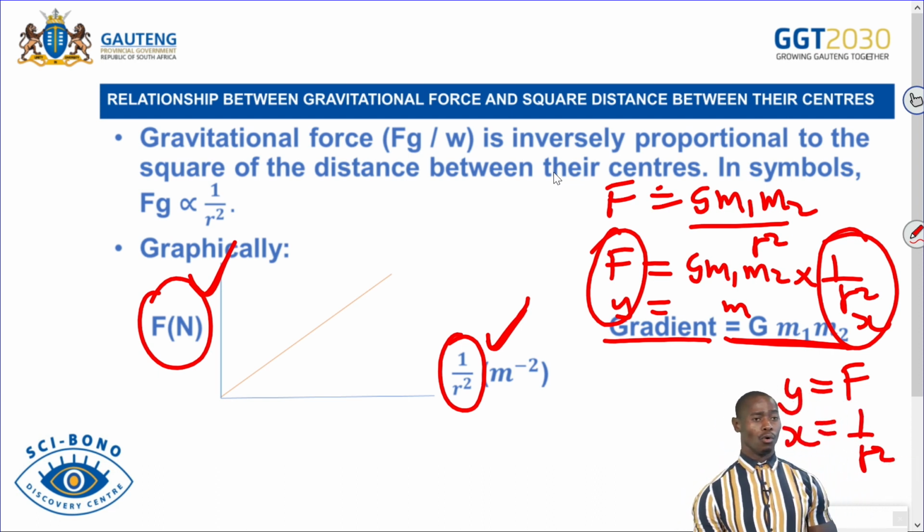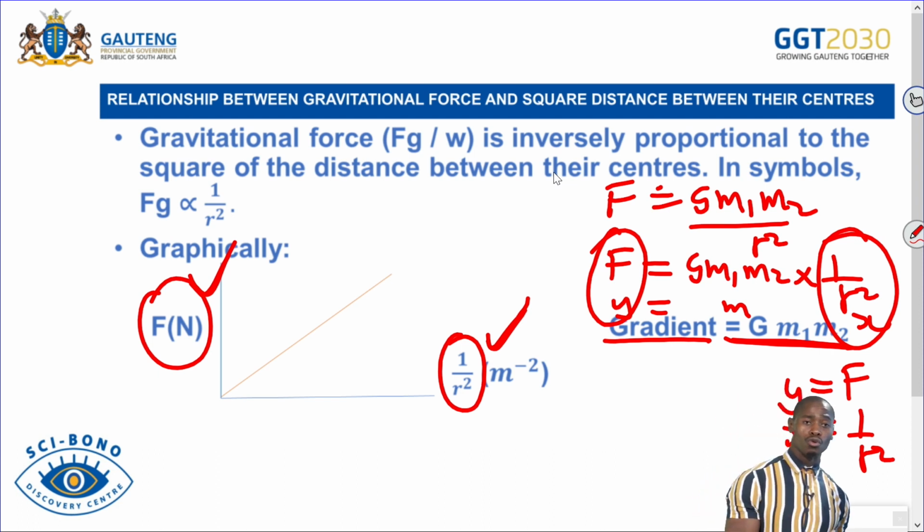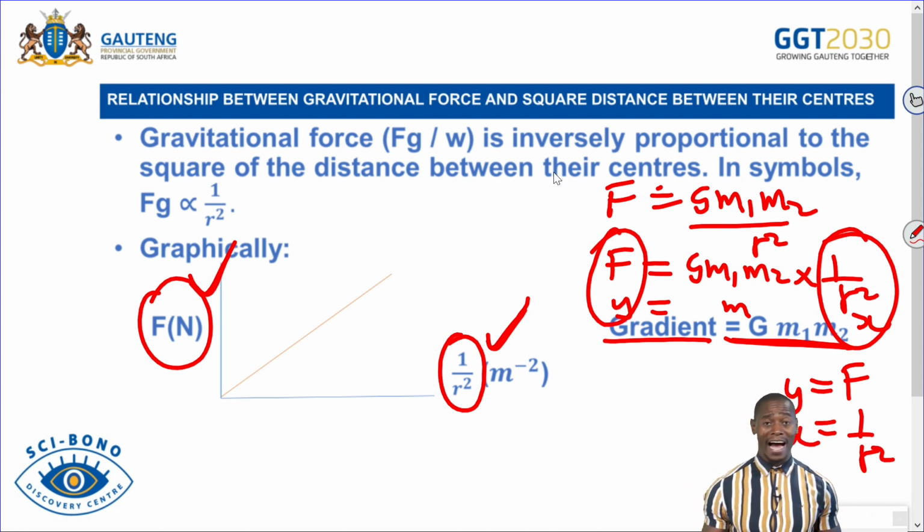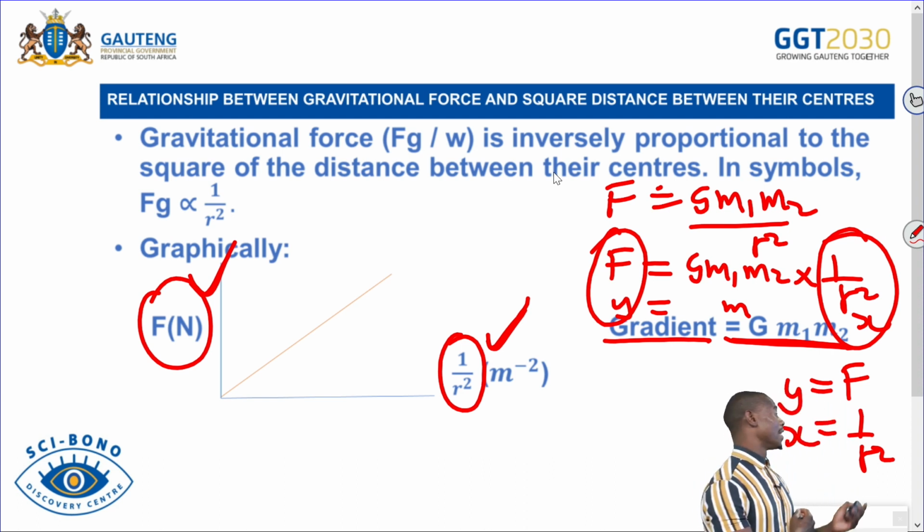You can also use that gradient to calculate the mass of each object. If, for example, you are told that the mass of m1 is 5, find the mass of m2. Or the objects are identical, which means that they have the same mass, then you can also get the mass of each object using the graph. Okay, so this graph shows the relationship between F and 1 over r squared.